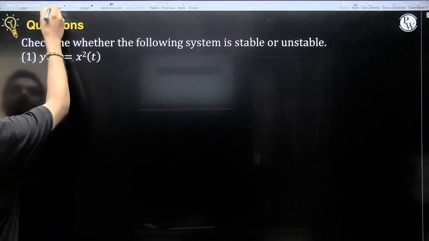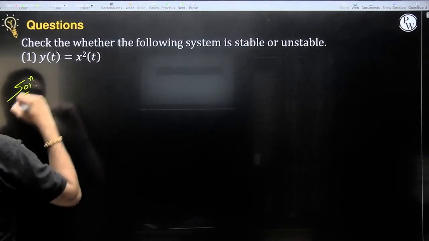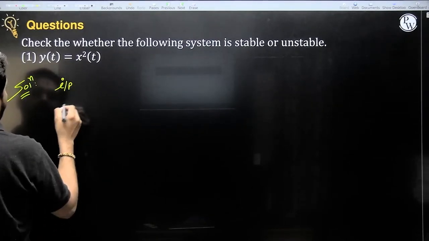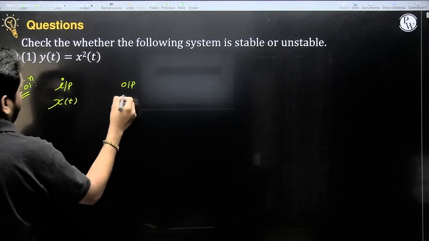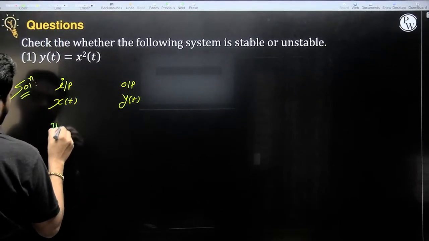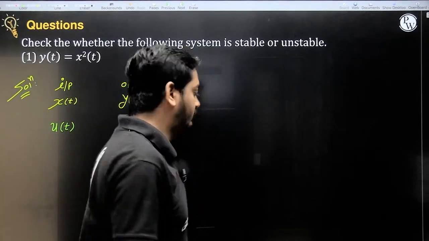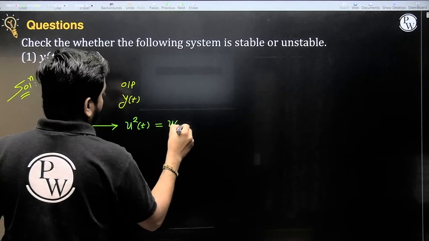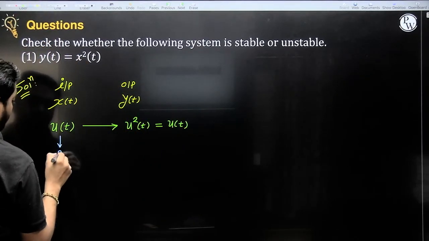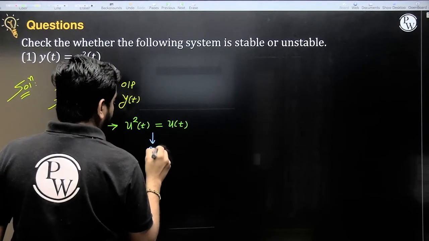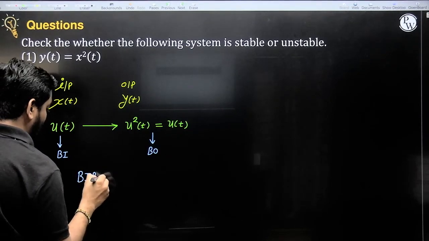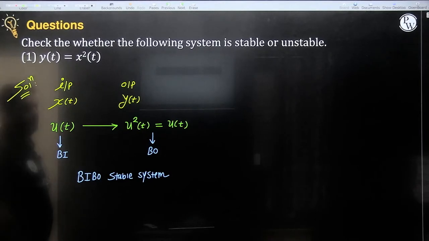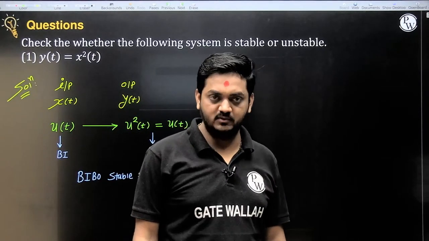First is y of t equal to x square of t. If you put a finite input, for each and every finite input, of course you will get a finite output because of x square of t. Consider an input like u of t, a bounded input only. Input must be bounded. For u of t, it will produce u square of t, and u square of t is nothing but u of t. So this is your bounded input, and this bounded input produces a bounded output. It is known as BIBO, stable system. Bounded input, bounded output, stable system, guys.